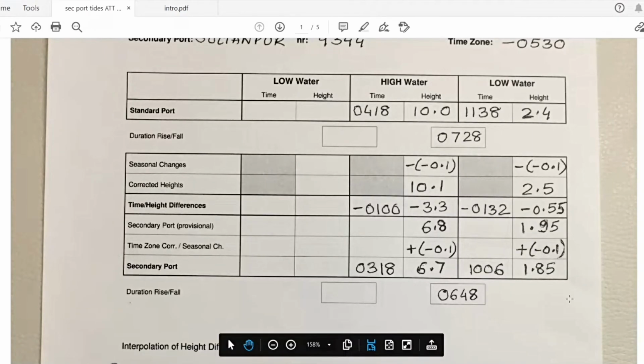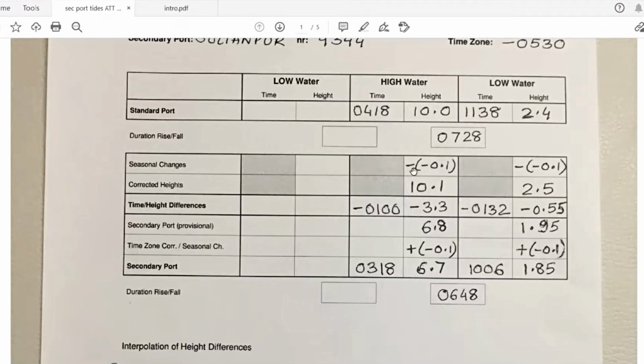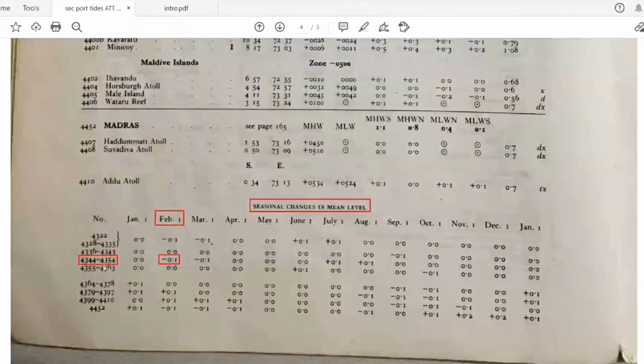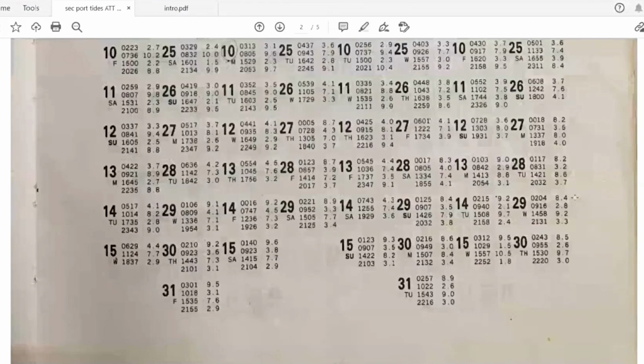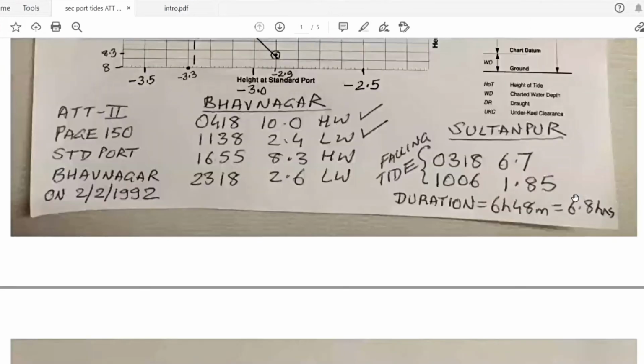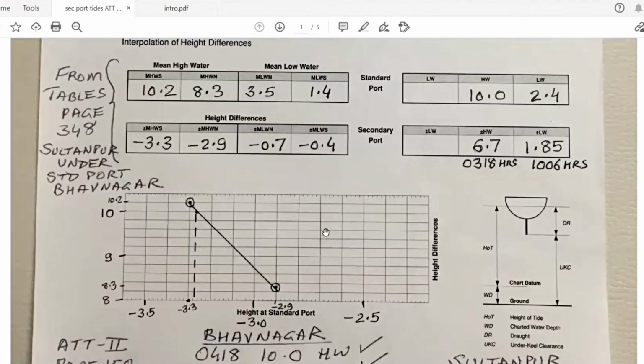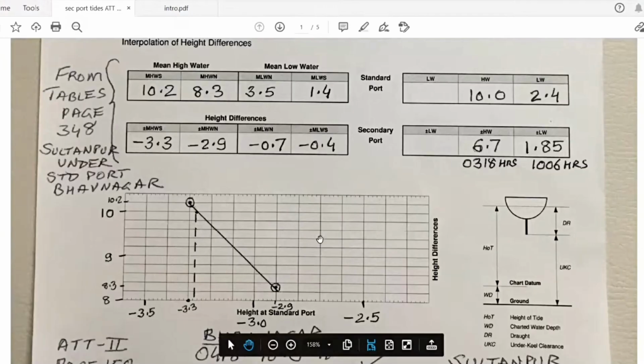Seasonal correction I have already explained to you. Standard port minus whatever is written inside the bracket, and the seasonal correction you have to pick up from the bottom of that page: 4342, 4354 of February, minus 0.1. Sometimes you have to go one page ahead or one page before to get the seasonal correction. It may not be on that same page. Interpolation you can do by the graphical method or with a calculator.